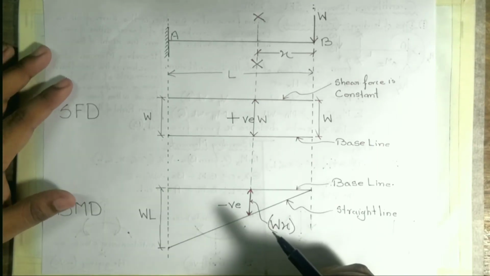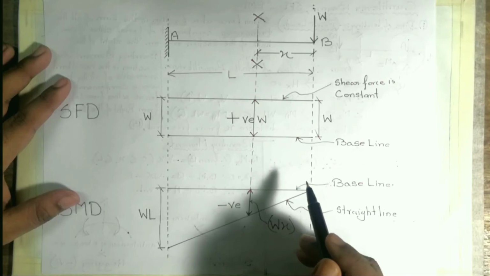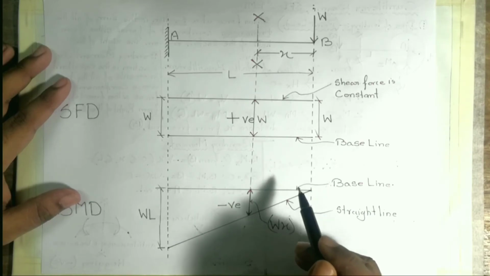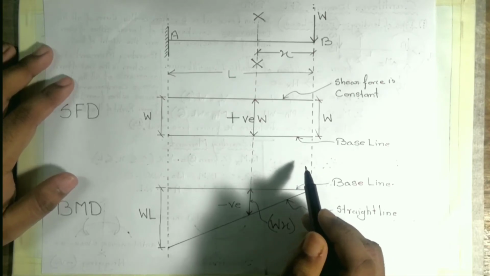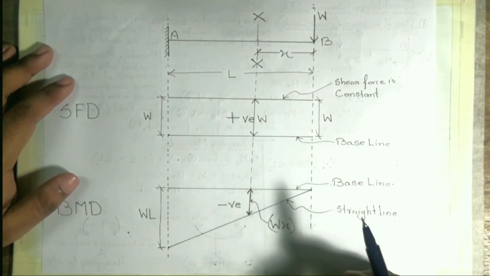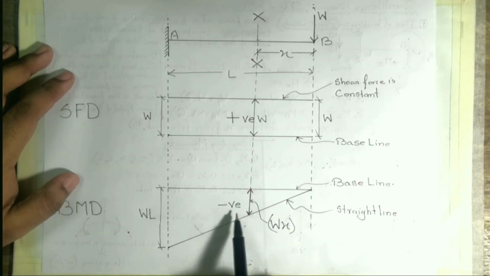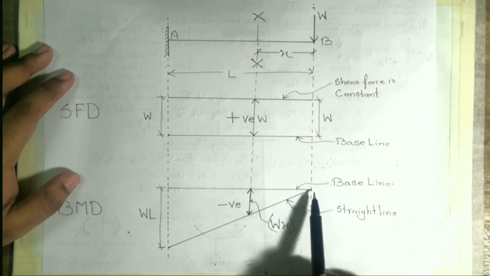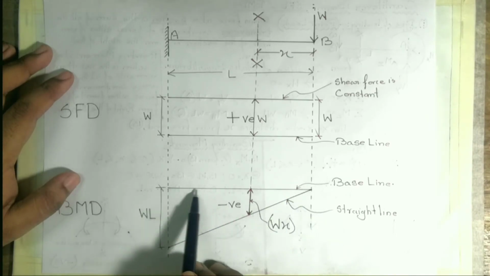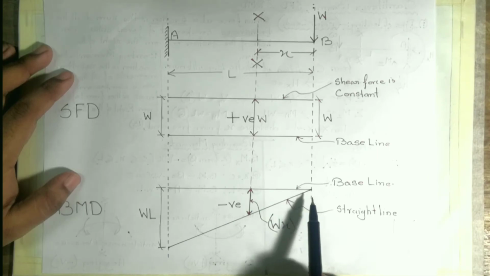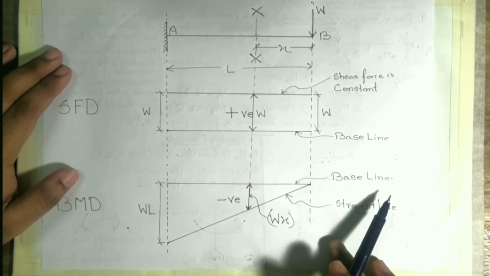Now for the bending moment diagram, what we have obtained previously is that the bending moment is negative because it has created a hogging moment, or the deflected shape of the beam is hogging. So in this case, we have considered it to be negative. So we have plotted it below the baseline. If this particular straight line is the baseline, we have plotted the bending moment diagram below the baseline.